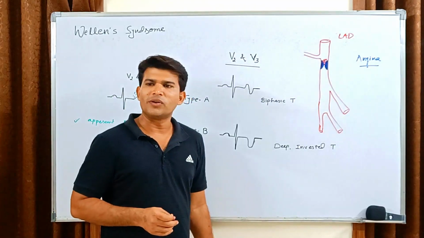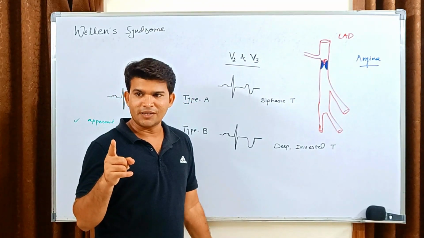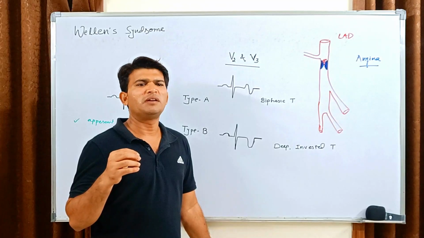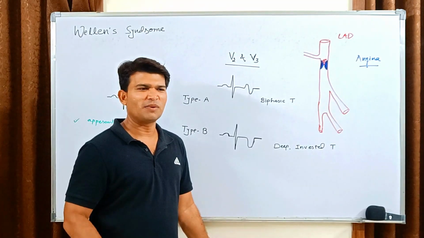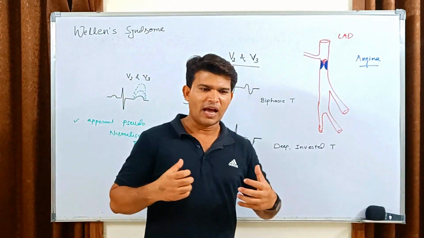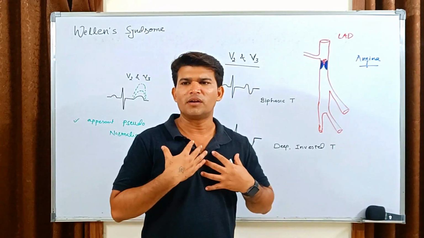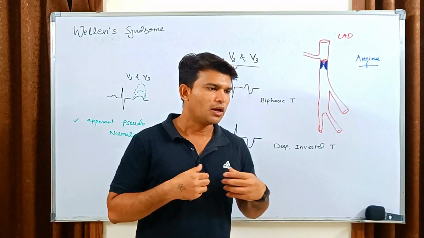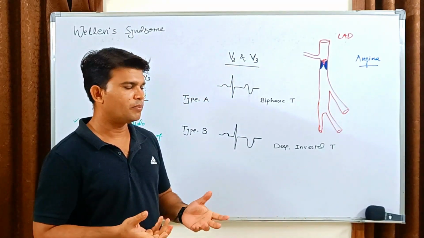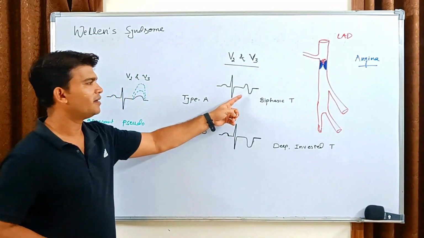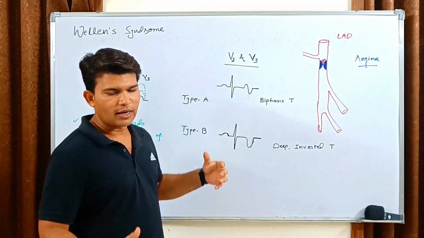Basically, I went for the ECG to AB Sharma sir's clinic. The patient was having classical signs of cardiac arrest. The patient was highly diaphoretic, sweating, and anxious, and having chest pain. I did the ECG, and the patient was having a biphasic type A pattern, a biphasic T wave.